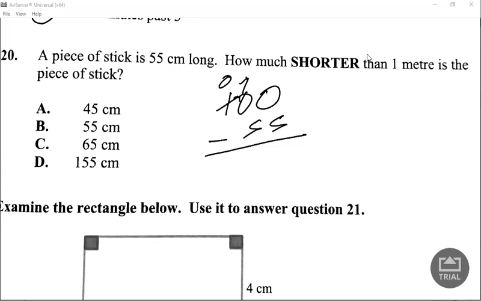5 from that will be 5. 5 from 9 will be 4. So that's 45 centimeters. Our option would be A.